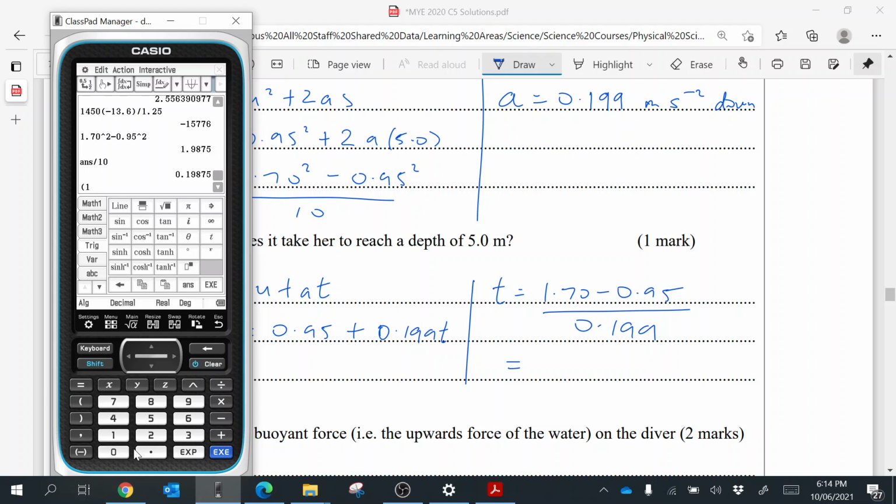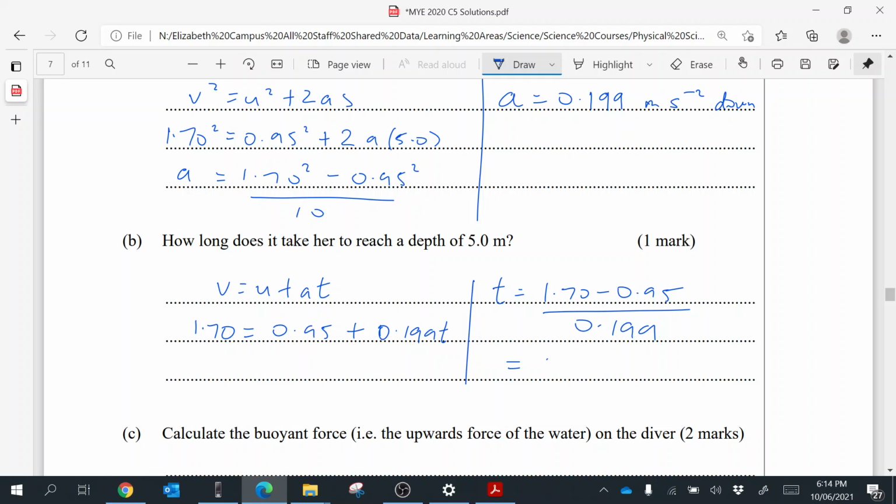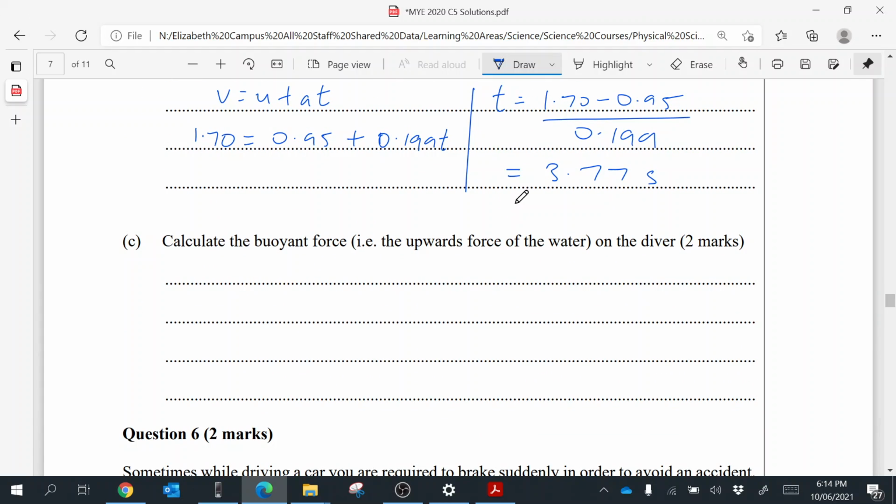I'll use brackets this time. 1.70 minus 0.95, divided by 0.199, which is equal to 3.77 seconds. Okay, so a lot of rearranging in this one.